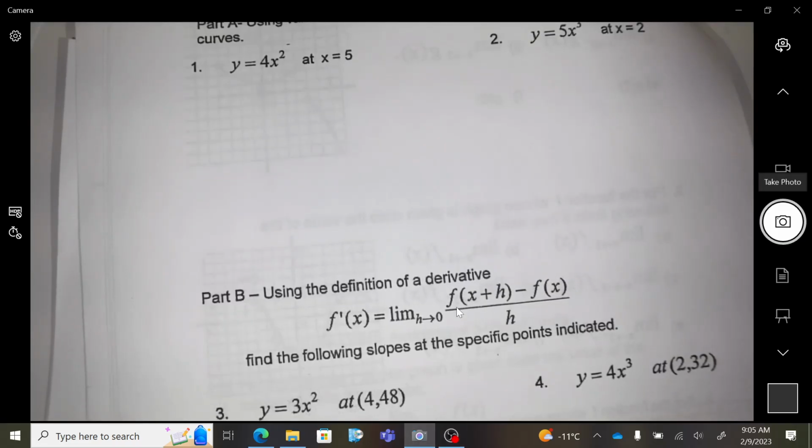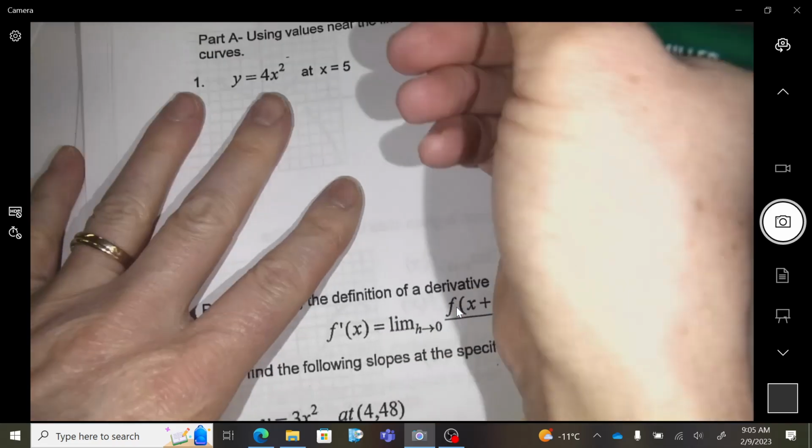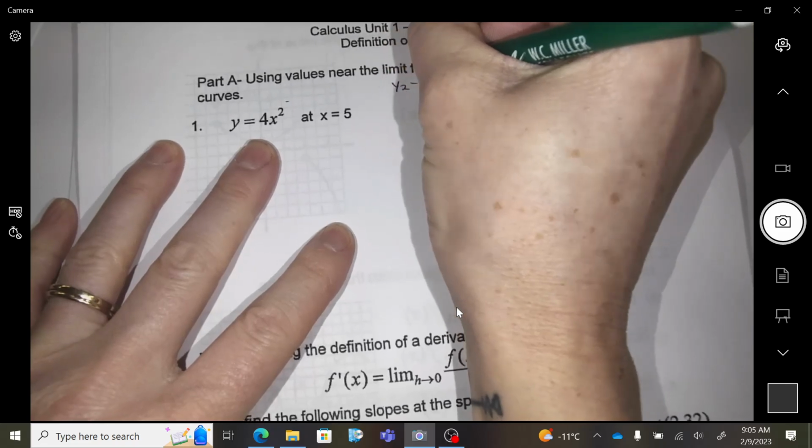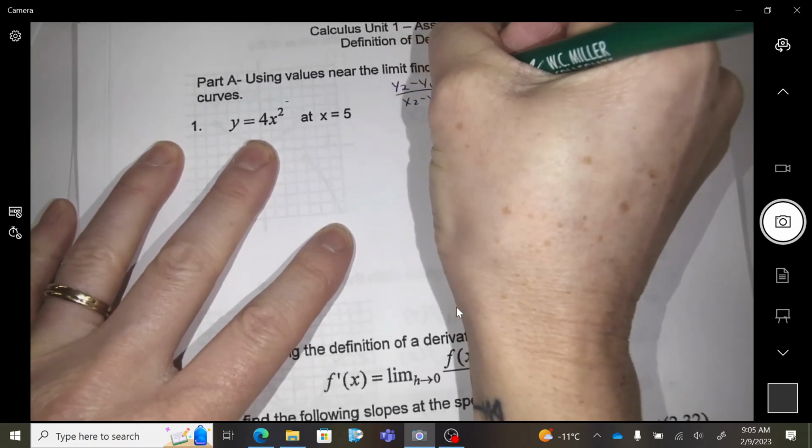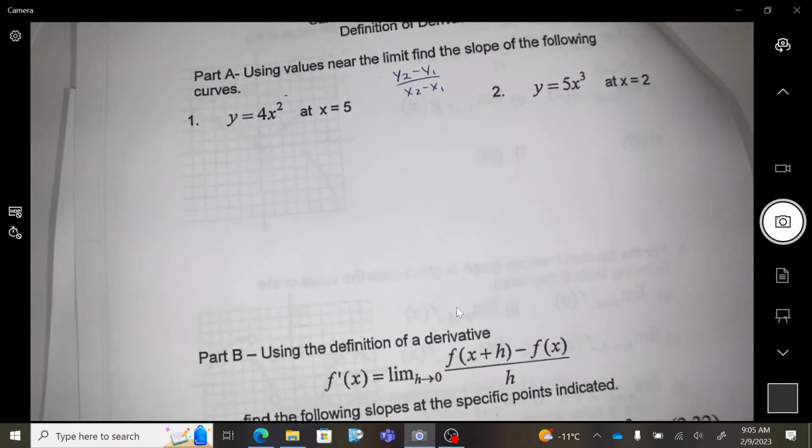Okay, number 1. So I'm going to use the formula (y2 minus y1) over (x2 minus x1), right? That's what I'm doing. That's slope. Rise, the difference in the heights. Run, the difference in the x's.